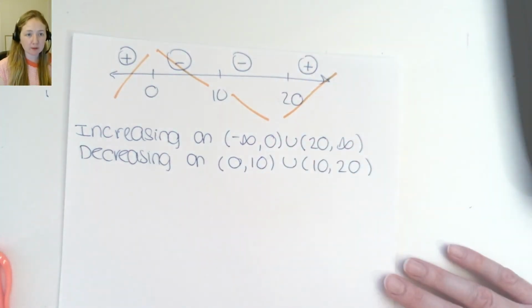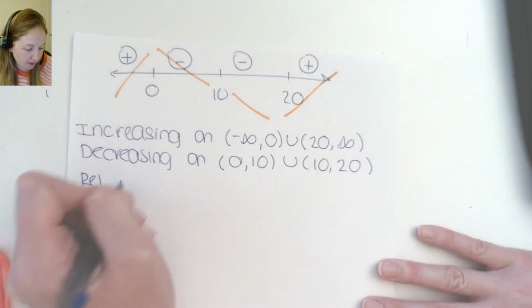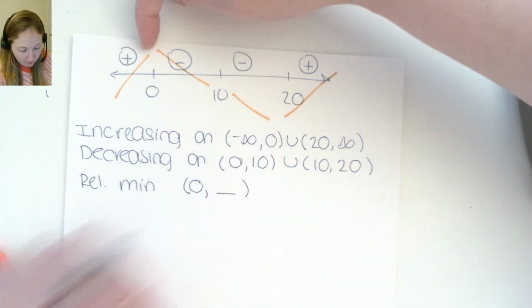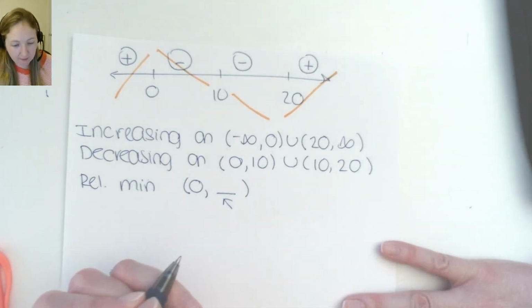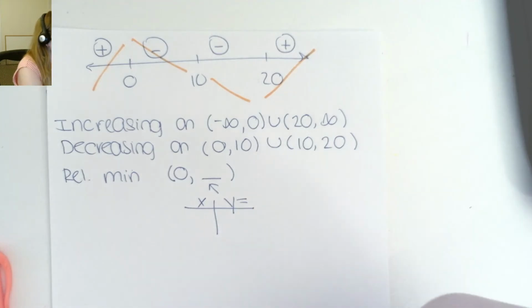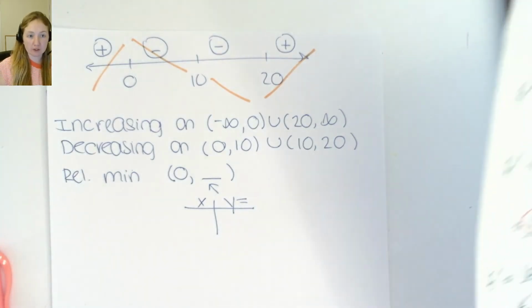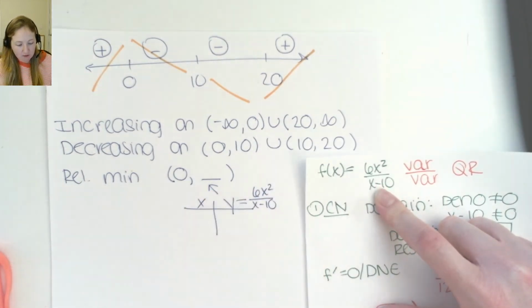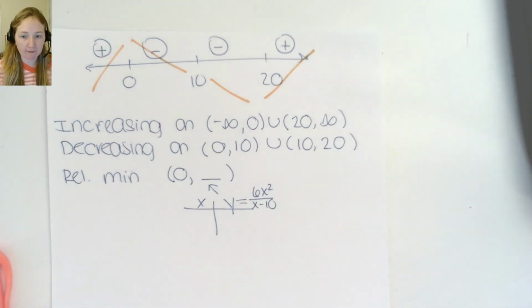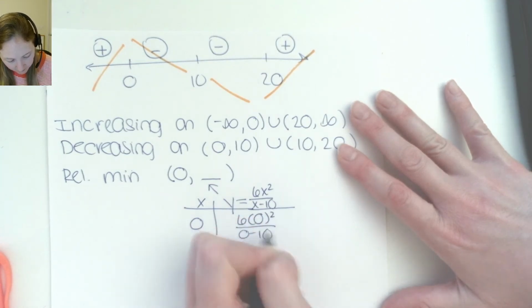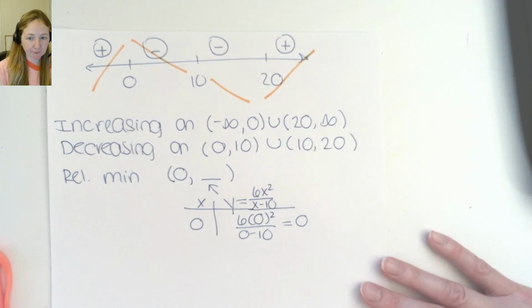And then of course we can use that number line to identify where we have a relative minimum. We have a relative minimum at this peak point. That would be at 0, comma, the y value. How do we find that y value? Well, it's simply an x comma y value. So we are going to go back to the original function. So my original function was 6x squared over x minus 10. That's what we're going to plug into to find the y value. So here we'll plug in 0. So we have 6 times 0 squared over 0 minus 10. And that evaluates just to 0. So our relative min is at 0, comma 0.